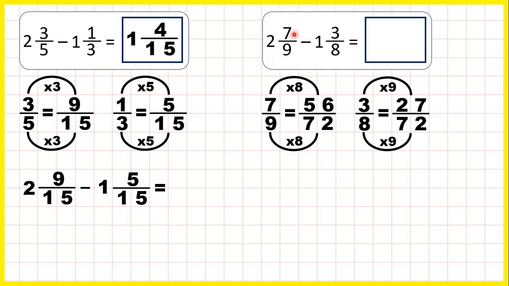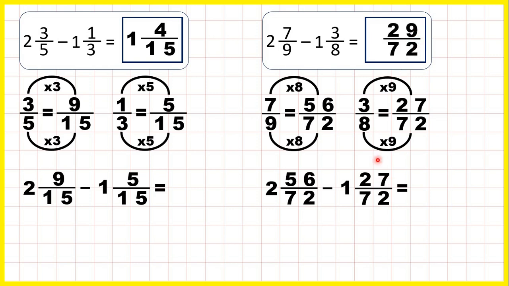Instead of 2 7/9, we can have 2 56 over 72, and instead of subtracting 1 3/8, we can subtract 1 27 over 72. So we start by subtracting the fraction part of the question. 56 minus 27, you might need to use column method for this, but that's 29, and we keep the denominator the same, and then 2 minus 1 is 1, so our answer is 1 29 over 72.